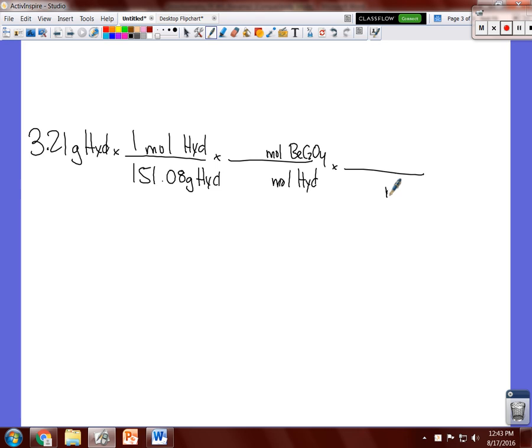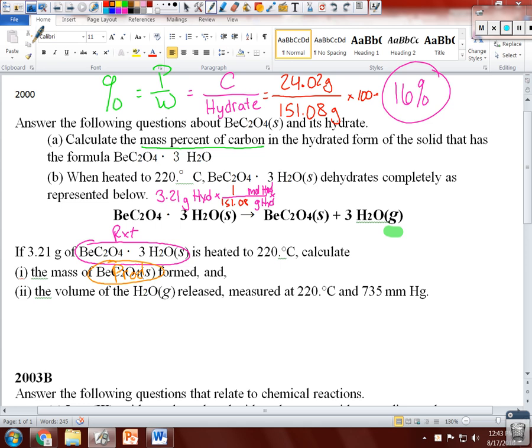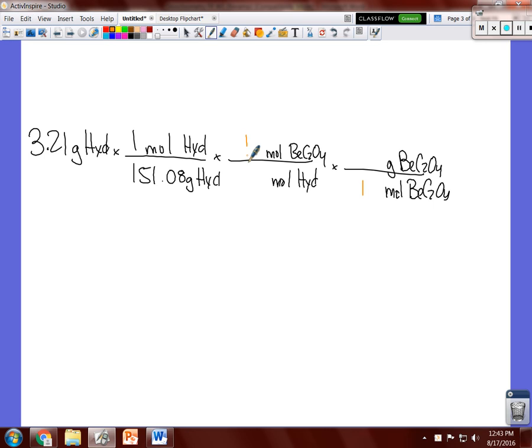Why can we not stop there? It asks you about grams. So we got to go to grams of BeC2O4. We know that is 1. What is your mole to mole ratio, and where does it come from? Coefficients. What is it? 1 to 1. So we've got a 1 here and a 1 here.